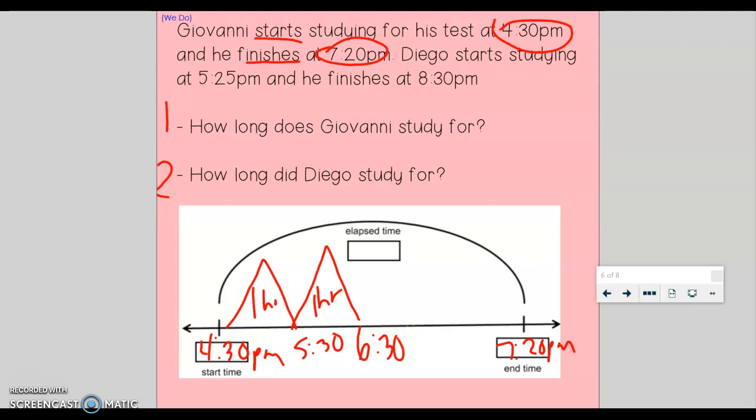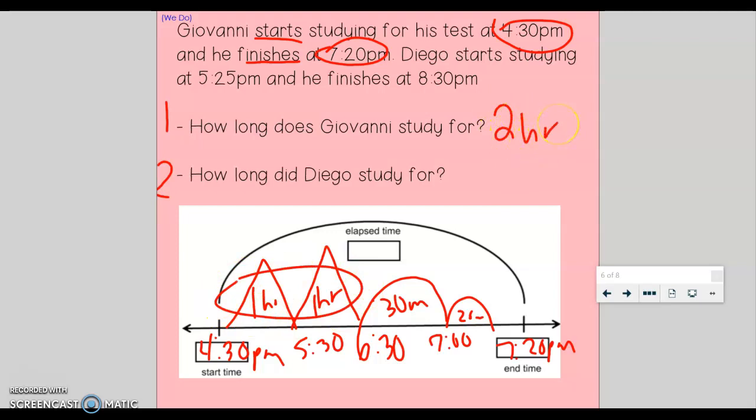So let's try a little less. Let's try a 30-minute jump. 6:30 plus another 30 minutes. Well, we all know 30 plus 30 is 60. And on a clock, 60 would be a new hour. So instead of 6:60, we're going to say 7 o'clock. If we're at 7, we need to get to 7:20. How many more minutes do we have to jump? Awesome, 20 minutes. So how long did it take Giovanni to study? 2 hours. And how many minutes? 30 plus 20. Nice job. 50 minutes.